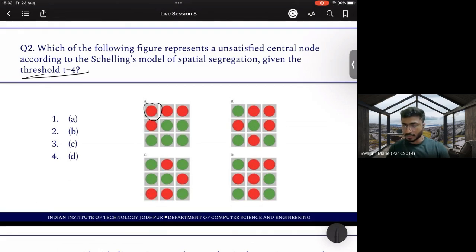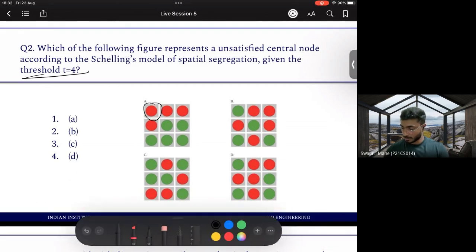So in each figure, we have to evaluate for the central node whether it has satisfied this condition or not. You can see this green one. Let's count its neighboring nodes of similar type: 1, 2, 3, 4, right? So in option A, the similar nodes satisfy the condition given here, t is equal to 4.